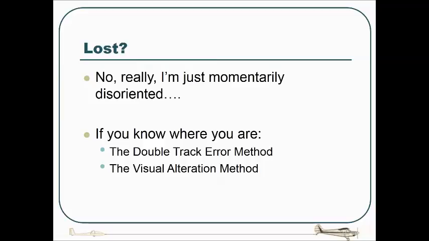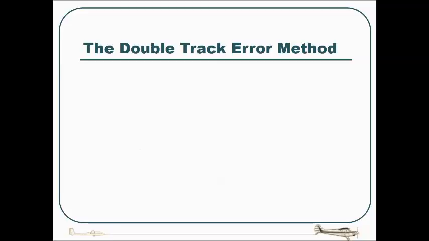There are two basic ways that we're going to take a look at this evening. The first is the double track error method, and the other is the visual alteration method. I'm a big fan of the second one, the visual alteration method. And this works great when you're on shorter, smaller tasks that are around known areas. So if you're kind of spending most of your time tooling around your home field, you really know the layout of the land and the sites around and the locations and the landmarks, this becomes a really easy way to do it. Let's take a look at the double track method first.